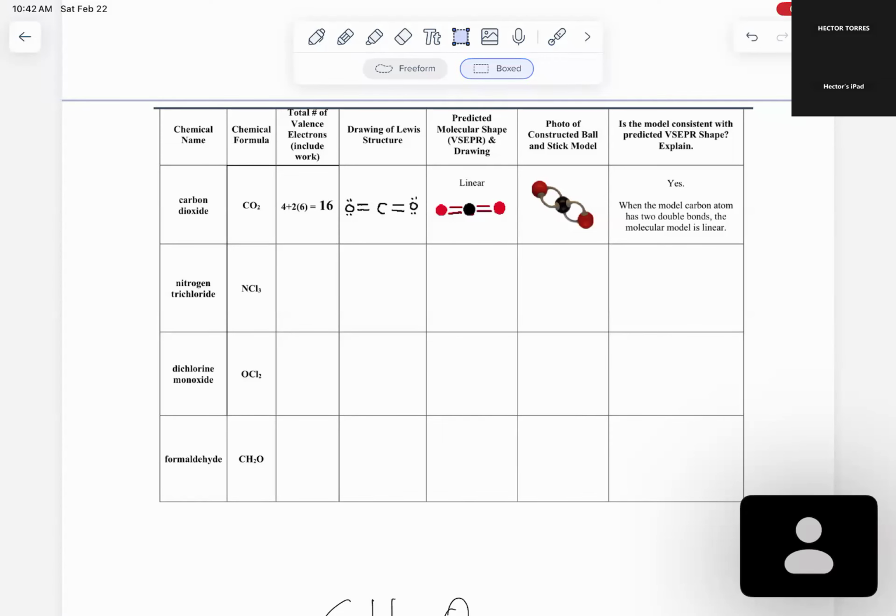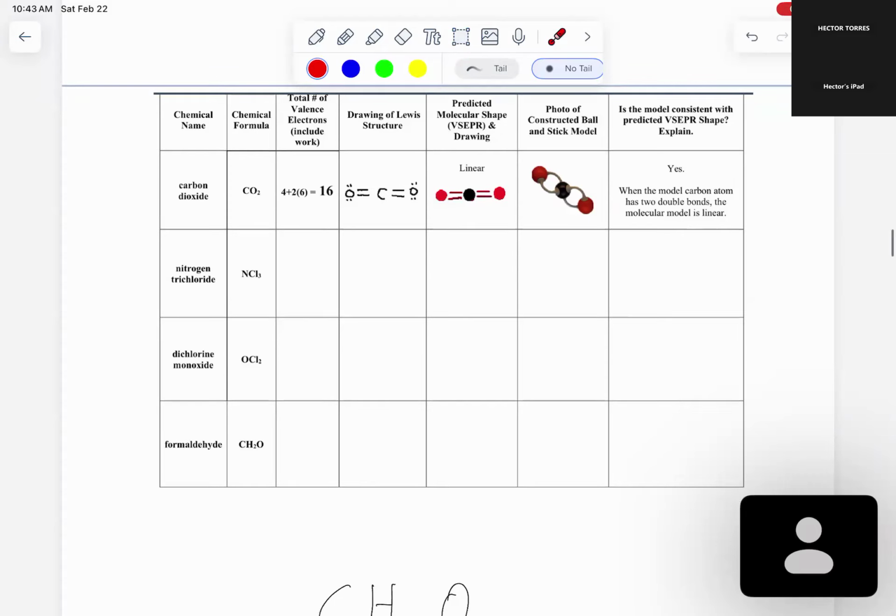Okay, good morning, students. We are continuing the Lewis structure lab. For this recording, we're going to be looking at formaldehyde, CH2O. Let's get started.